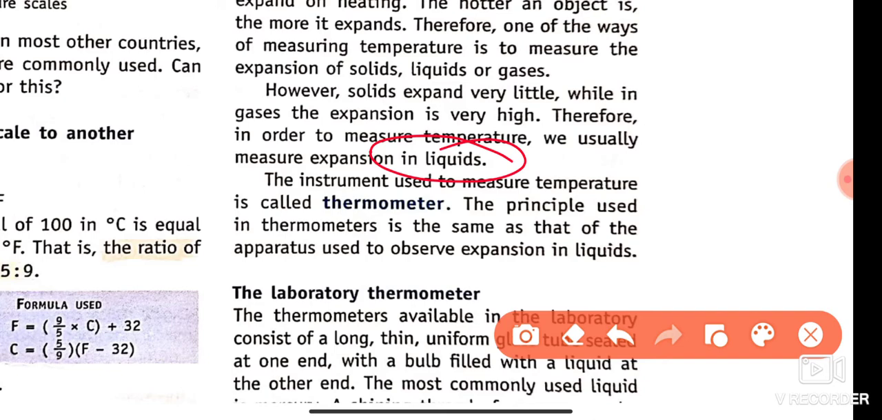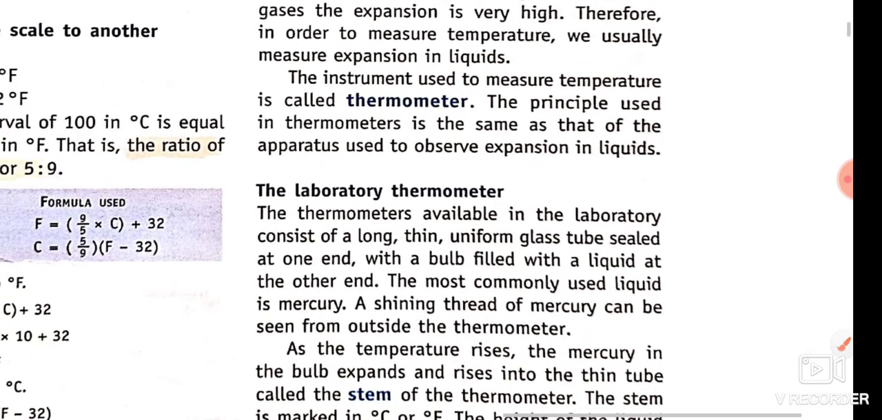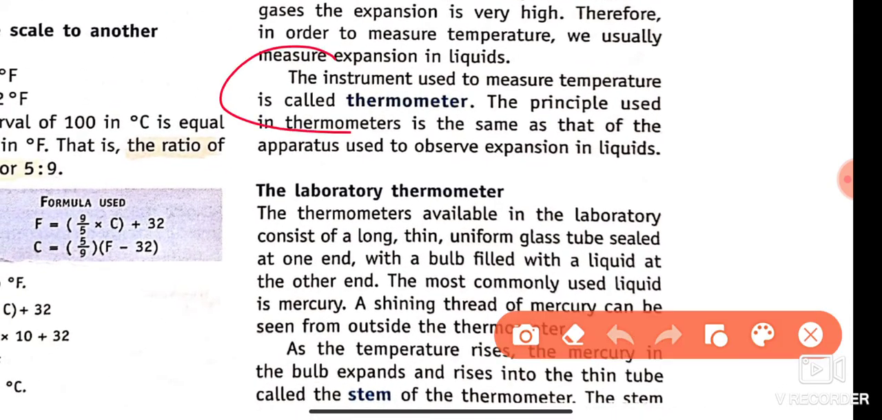Why is it so? Because solids have very little expansion and gases have very high expansion. A very high value of expansion is not possible to read at the moment. That's why we use the intermediate condition of the liquid here, and we usually measure the expansion in liquids. And the instrument that is used to measure the temperature is called a thermometer. What is a thermometer? The instrument that is used to measure the temperature is known as a thermometer.